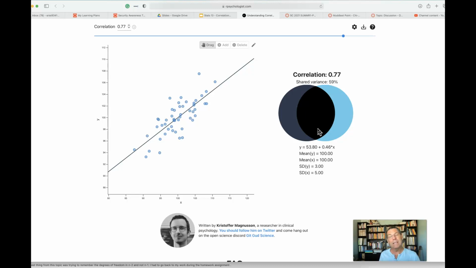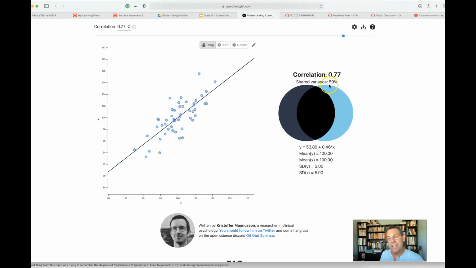Because again, if you're going to be taller, there's more of you, and that's more likely to mean that you're heavier. If you're shorter, there's less of you, so your weight should be less. But there are parts of weight that are not related to height, and there are parts of height that are not related to weight. And so the overlap is about, in this case, with this correlation of 0.77, about 59% overlap.